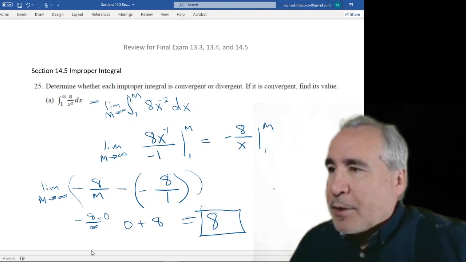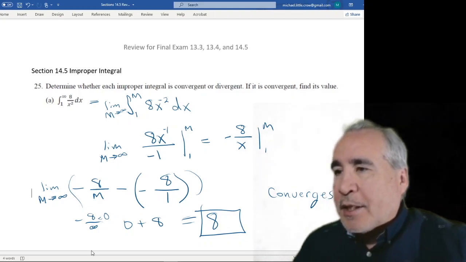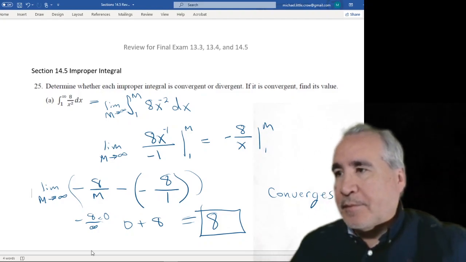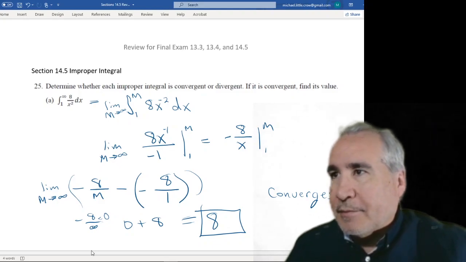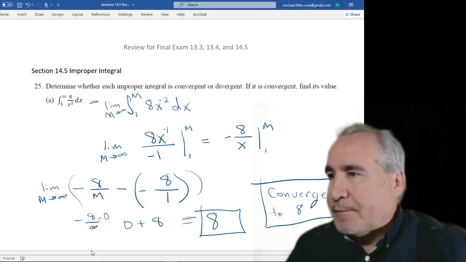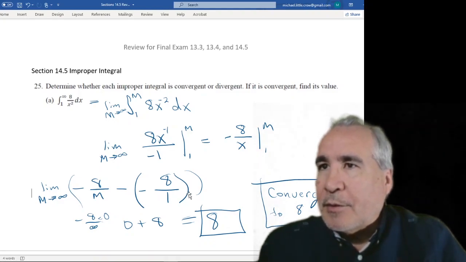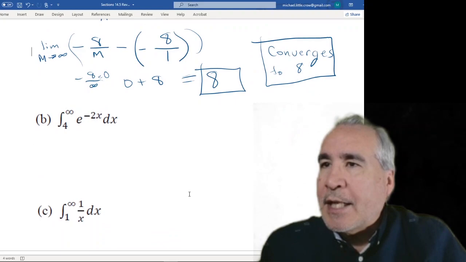So we would say this one converges, and it converges to 8. Okay, so that's how we're going to do each of these. We'll move on to the next one.